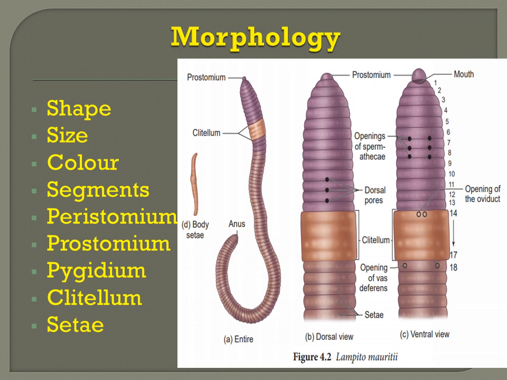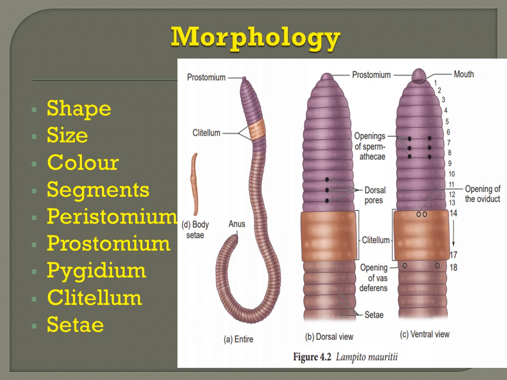Lampito mauritii. Fine. Regarding the first character, shape: almost all the varieties of this earthworm are cylindrical in shape, a very narrow cylindrical shape, right? And the second point is regarding the size. The length is 80 to 210 millimeter, and the width is 3.5 to 5 millimeter, right? And the color is light brown, with a purplish tinge at the anterior end.